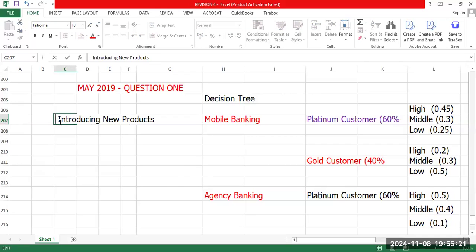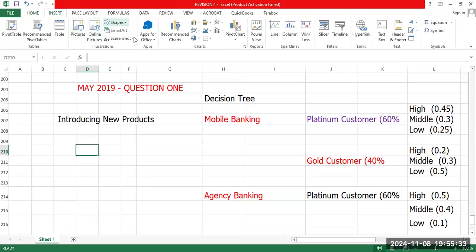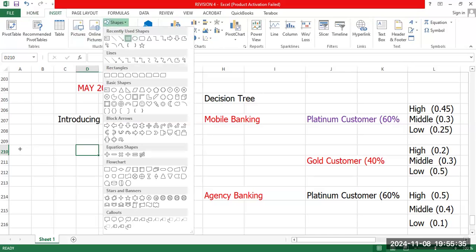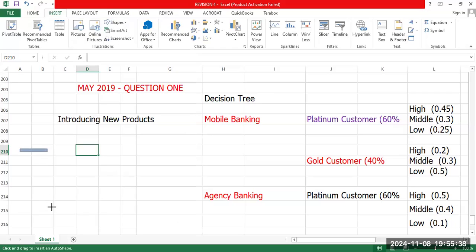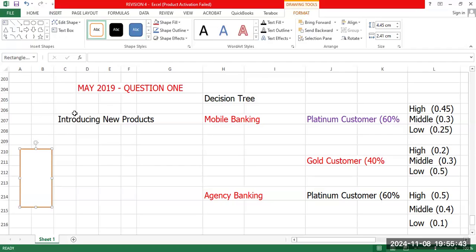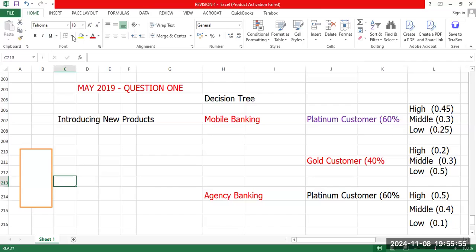Remember, we said every time you want to present your decision alternative, each decision alternative must start from a box. So I draw a box. That is my box. Now, from this box, I want to present my alternatives.